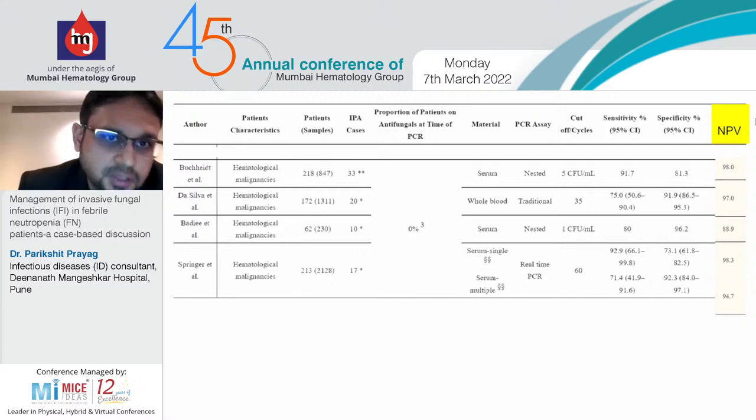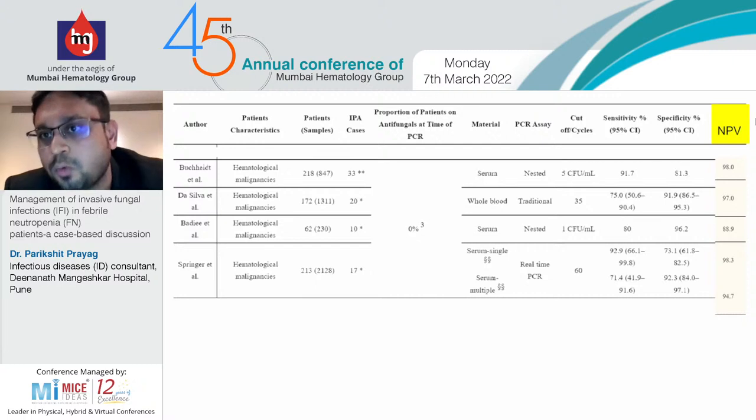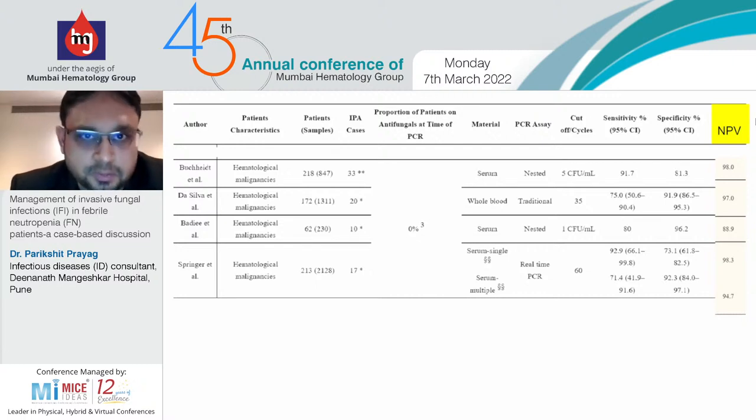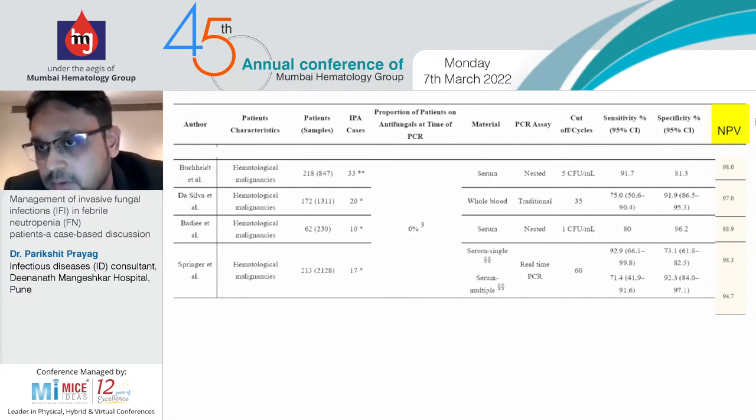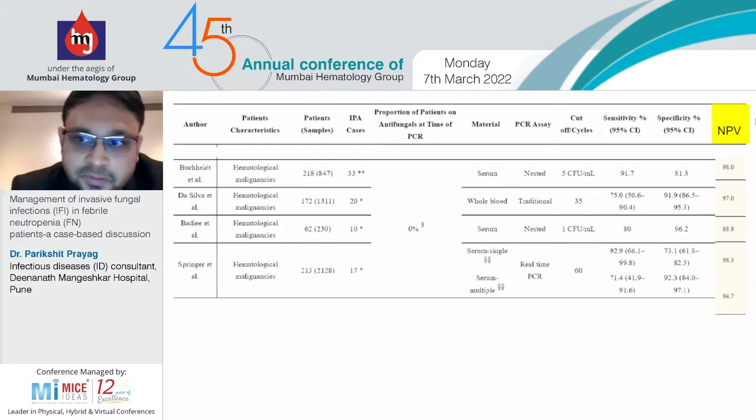This is just a summary of the evidence from the PCR studies which have been done so far. I've just put the most important ones, but what I want you to focus on is the negative predictive value. These are studies done only in hematological malignancies, and in patients who are not on mold active prophylaxis. So antifungals at the time of PCR, that entire column is 0% for all these four studies. That's why I only included these four studies. Look at the negative predictive values: in the 90s, 97%, 98%, 94%.